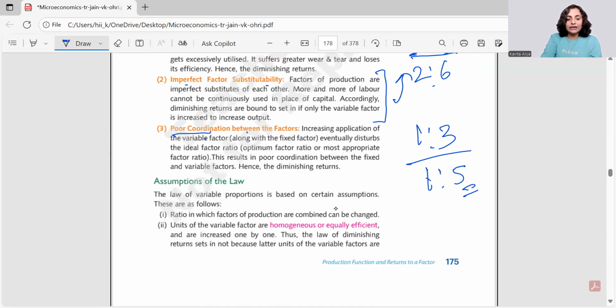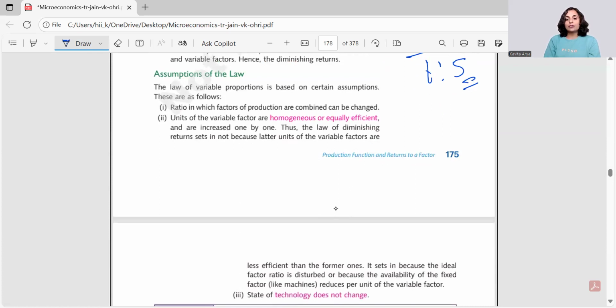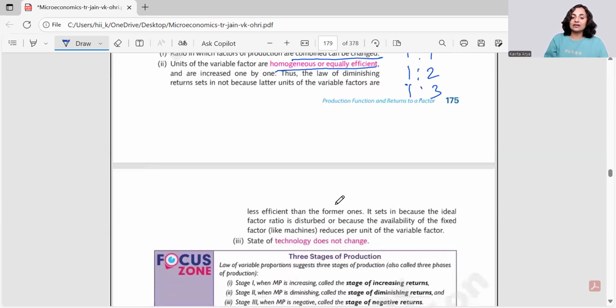Assumptions I have already talked about. The ratio can be changed, means we are keeping one factor fixed and increasing the other at every next stage, 1, 2, 3. So the ratio is getting changed. And all the variable factors are homogeneous and equally efficient, and technology doesn't change, right?